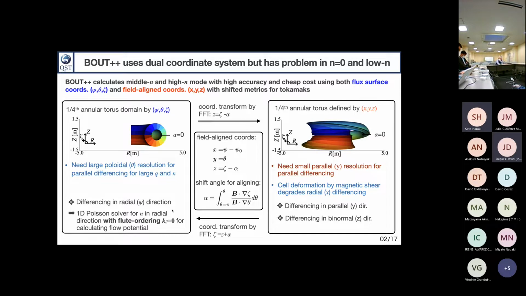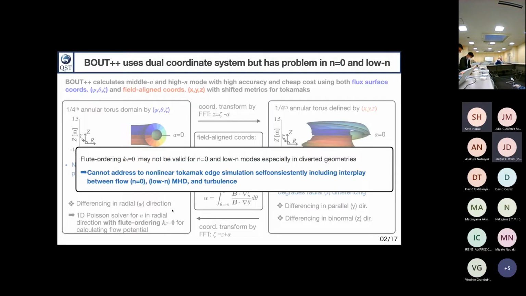The Poisson solver for calculating flow potential from vorticity in reduced MHD models employs a flute ordering assumption to solve the Poisson equation as a 1D boundary problem in flux surface coordinate, as I mentioned in the introduction. However, the flute ordering, or neglecting the parallel derivative, may not be valid for n equals 0 and low-n modes, especially in diverted geometries.